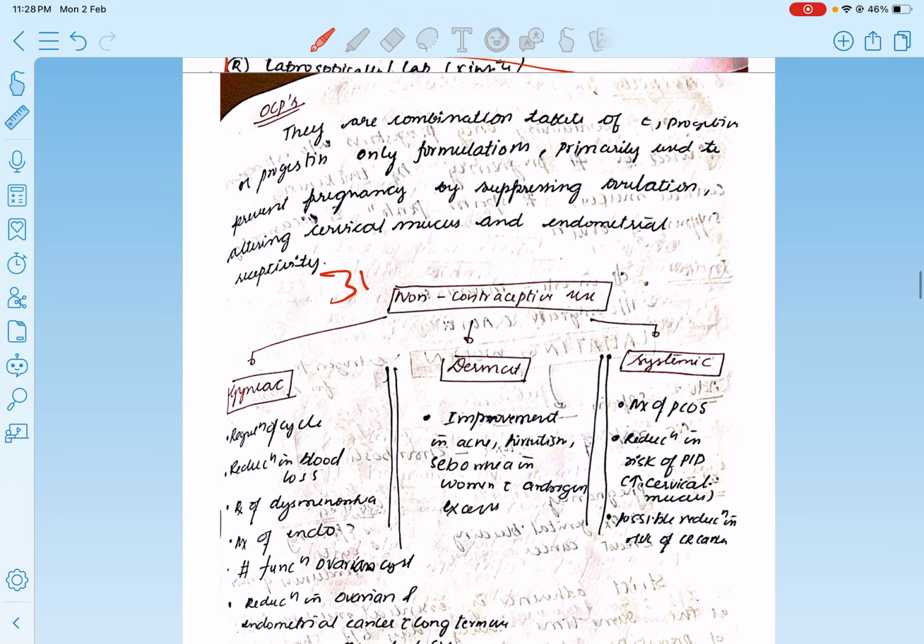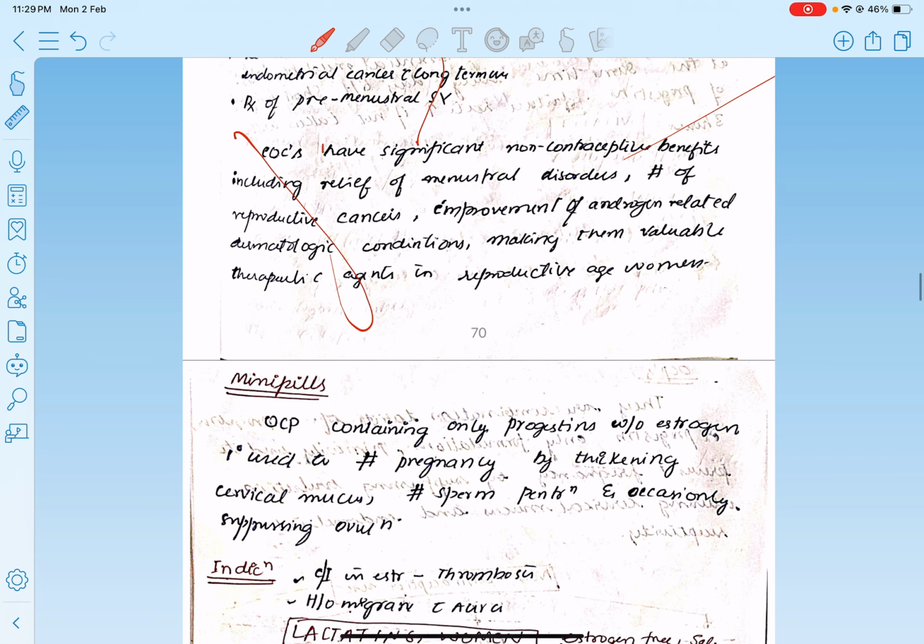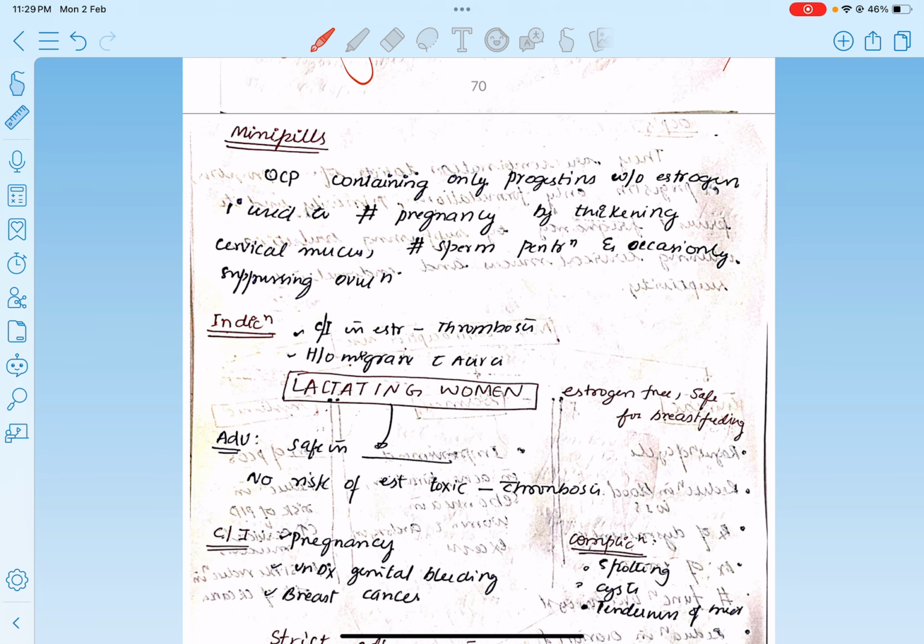Then again, this is a 3-marker thing. While writing non-contraceptive use of OCP, this is all definition, though this might come, but the major important thing is you should know what the uses are. Again, all conditions in gynec you can write, and here again some cosmetic related things and all the systemic conditions. If you have time you can study, otherwise I don't encourage you to study. What about mini pills? There is no estrogen in mini pills.